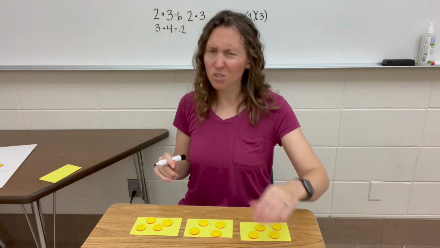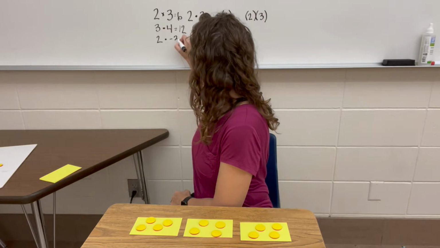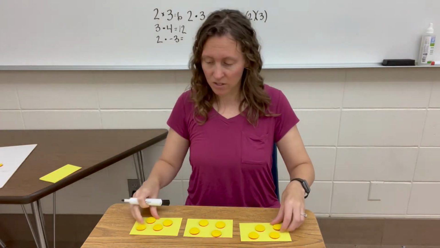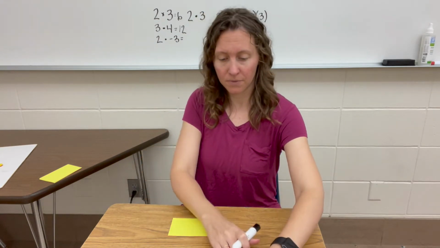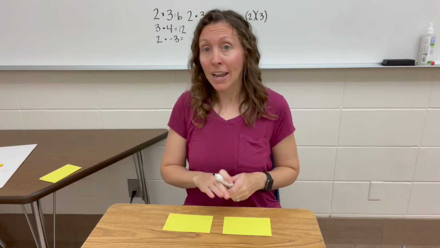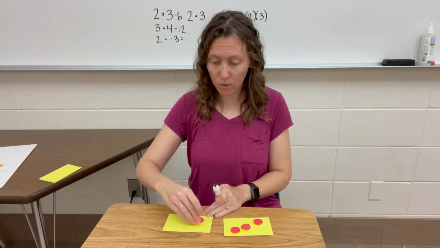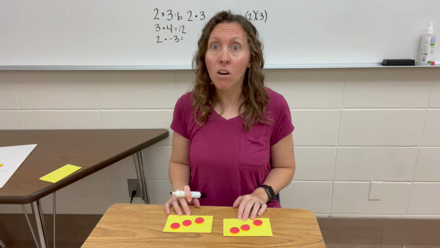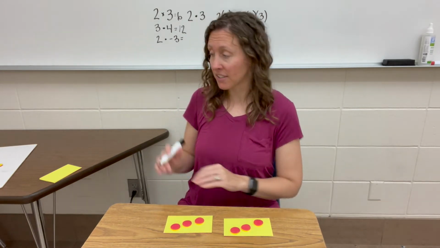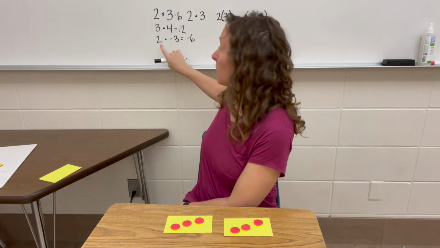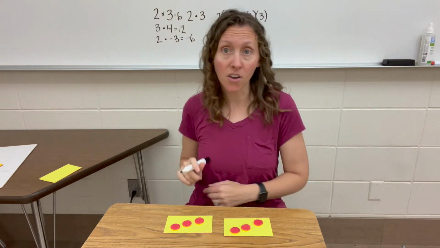All right, let's try one that has some negatives. Let's try 2 times negative 3. So I'm going to clear this out here. I'm going to have 2 groups. 1, 2. And in each of these groups, I'm going to have 3 negatives. So I'm going to use reds this time. Reds are negatives. Altogether, I have 6 reds. So my answer is negative 6. So again, I have 2 groups. Each group has 3 negatives, 6 negatives in all.